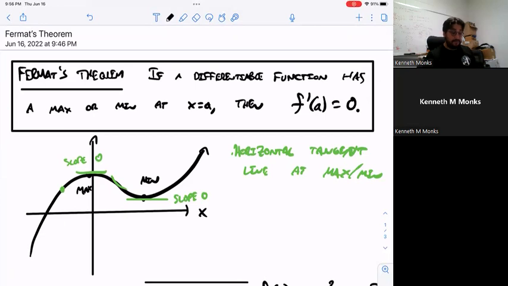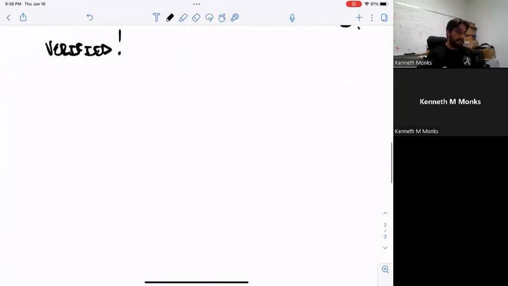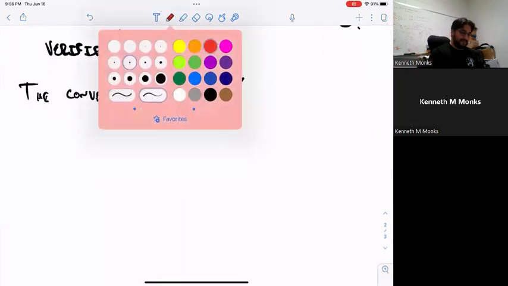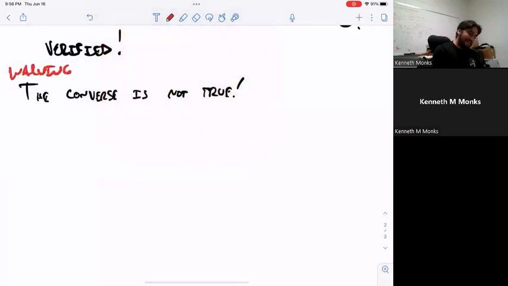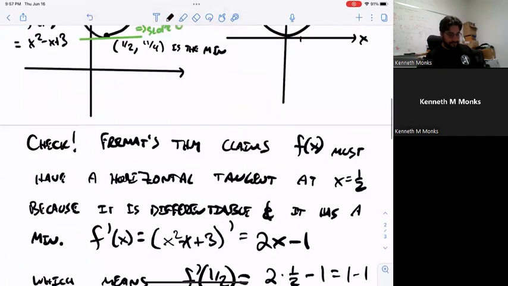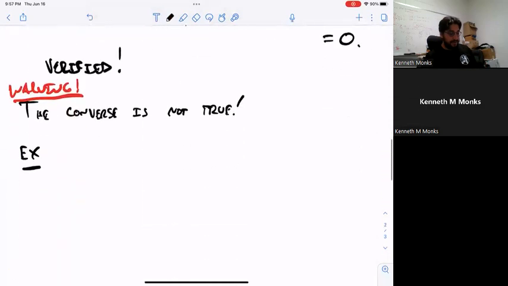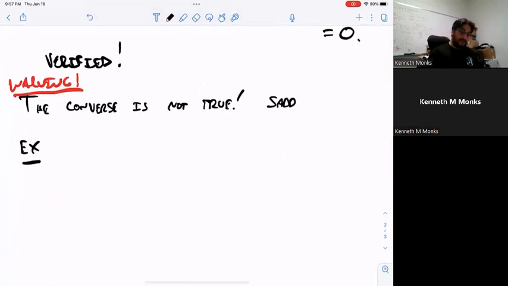One thing that I want to mention is this does not necessarily go the other way. The converse is not true. This is maybe something good to write in red or something. So warning, the converse is not true. A classic example is that you can have a function that has derivative 0, but does not have a max or a min. These points are called saddles.